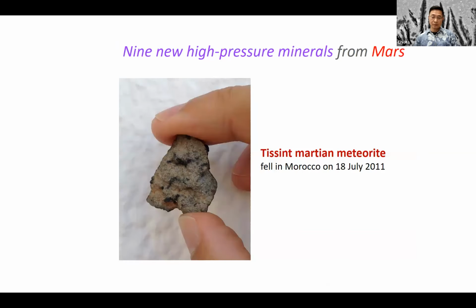All right, now let's look at the high pressure phase from Mars. The Tissint Martian meteorite fell in Morocco in 2011. This is my first Martian meteorite I studied. Tissint meteorite is heavily shocked. So here, this is 1 grain of Tissint meteorite. It contains those dark domains. Those dark domains are shock melt pockets.